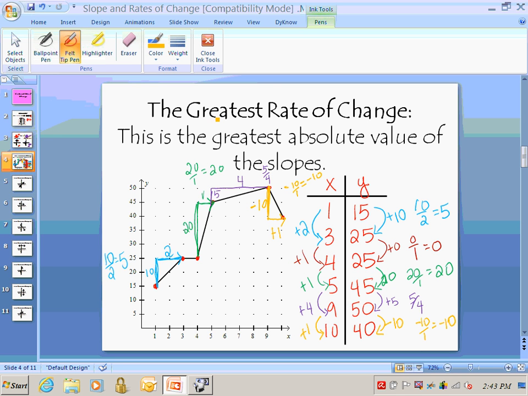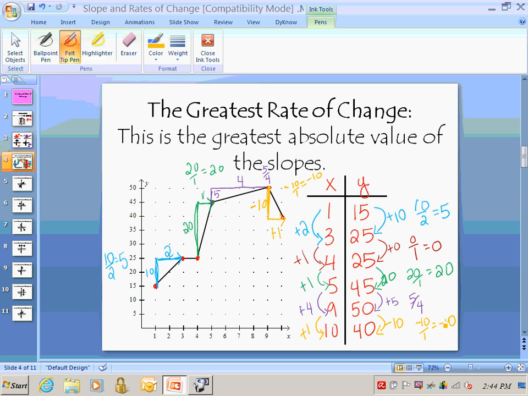So to find the greatest rate of change, I'm seeing basically which number is the highest number, but I'm not giving any value to the negative. So here I have 5, here is 0. So 5 is the greatest rate of change. But between 5 and 20, 20 is the greatest number. 20 and 5 over 4, 5 over 4 is 1.25, so 20 is going to be the biggest number.